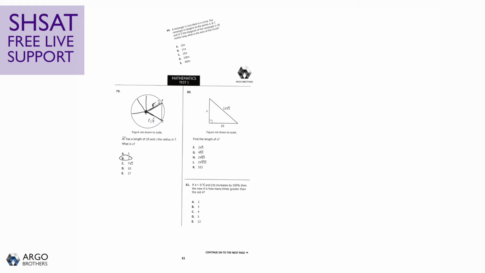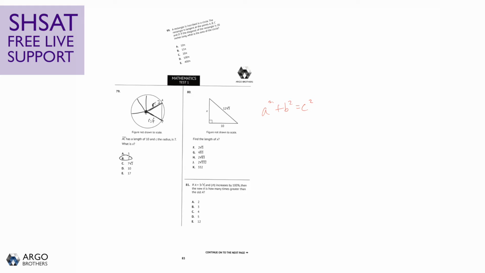These are all my radiuses. So the answer choice to question number 79 is B. Question number 80, find the length of x. Well, since I have a right triangle here, I have to use the Pythagorean theorem, which is going to be a squared plus b squared is equal to c squared.